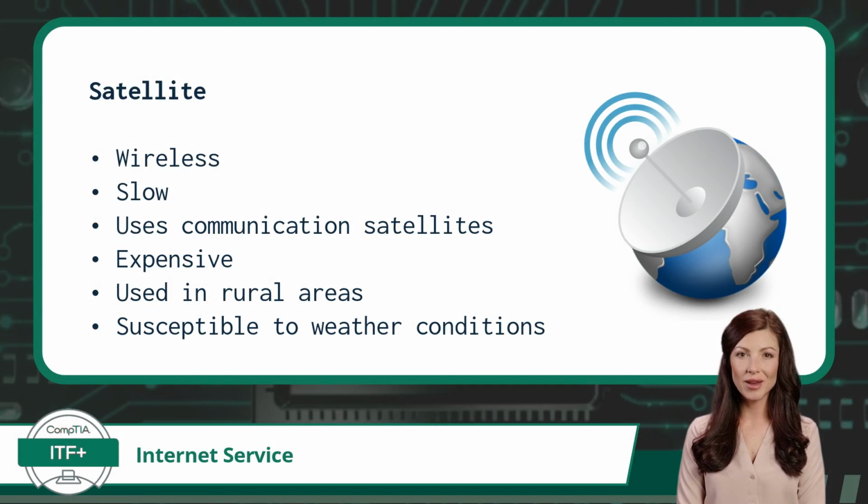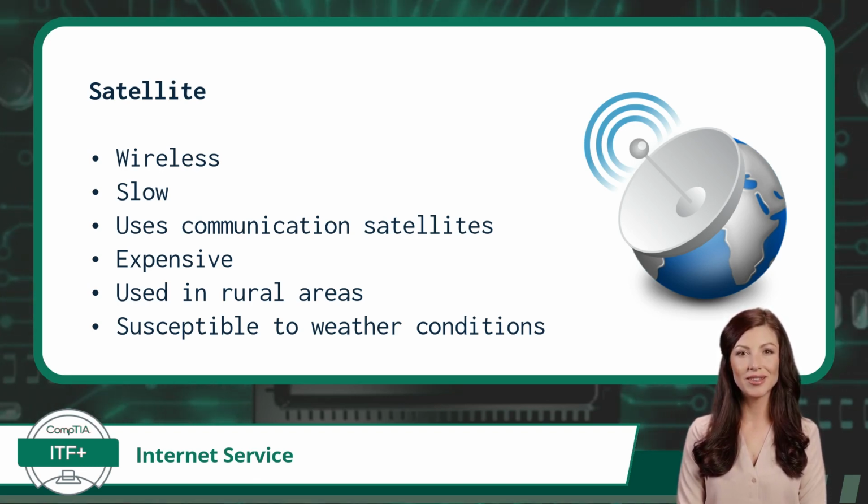Satellite internet is a type of wireless internet connection that uses communication satellites and satellite antennas to provide internet access to users. It is a viable option for areas where traditional wired connections like fiber optic, cable, or DSL are not available or practical, usually due to a lack of existing infrastructure. While satellite may be your only option in a remote location, it is probably going to be expensive and slow.